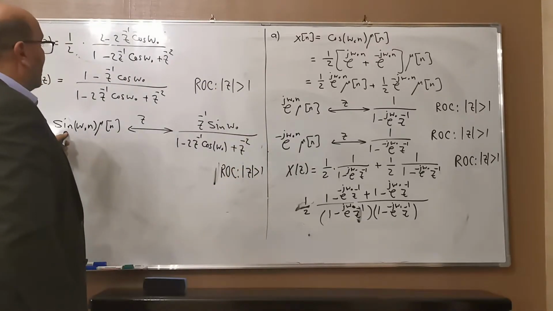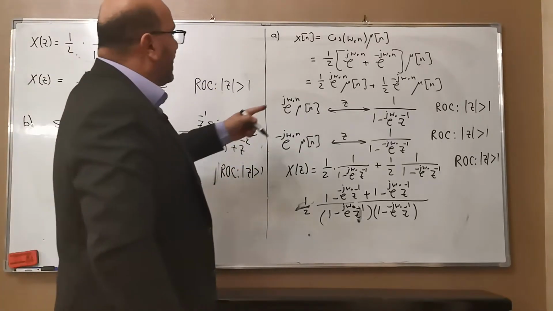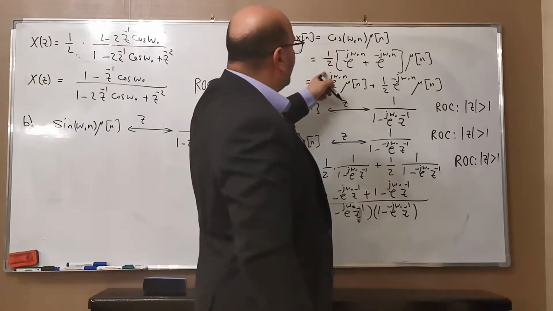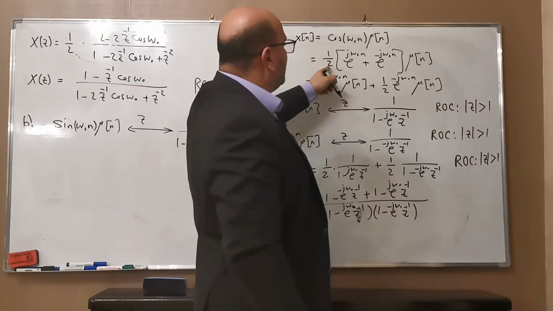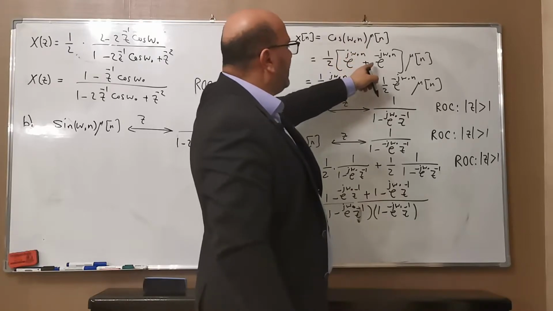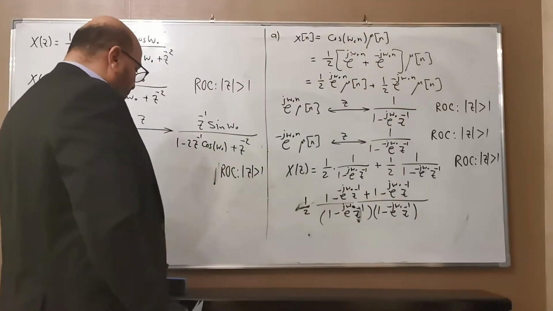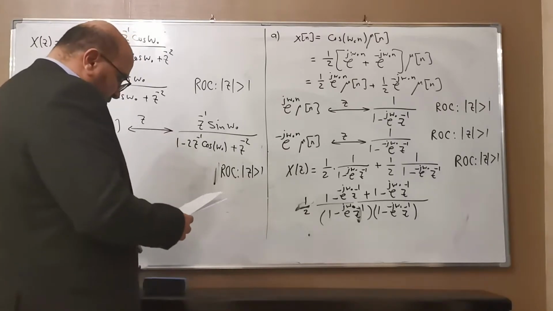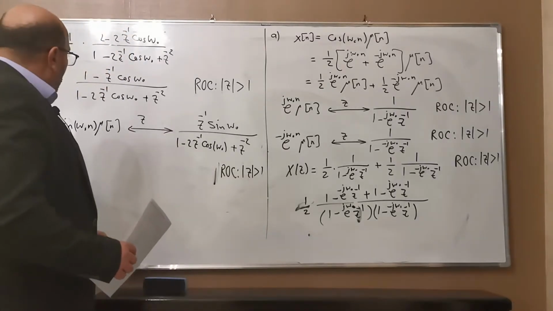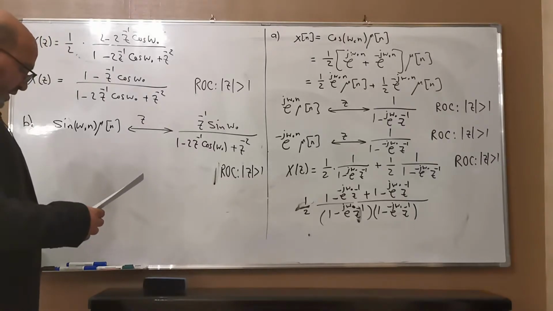You have the sine expanded as 1 over 2j (e^(j omega_0 n) minus e^(-j omega_0 n)). Do this and you will end up with the same result here. Okay, so this is for linearity.